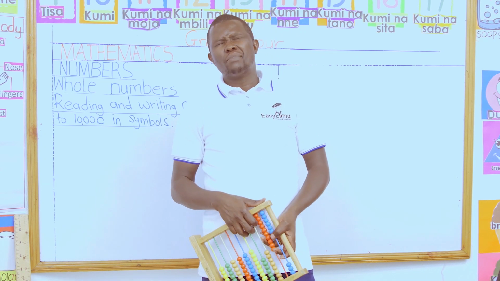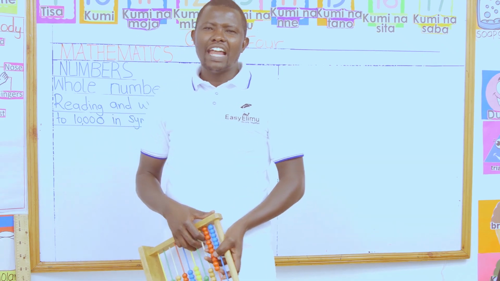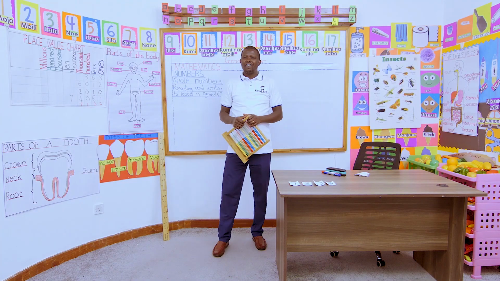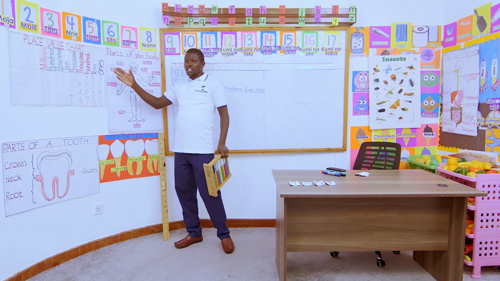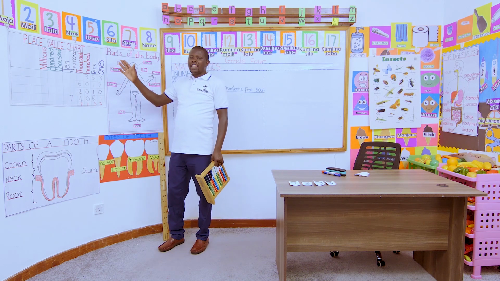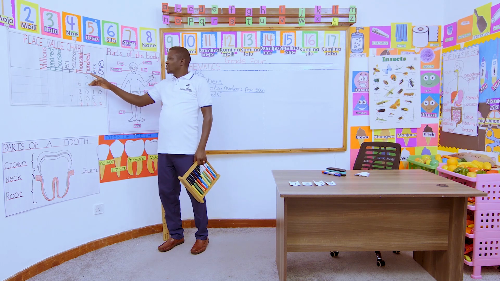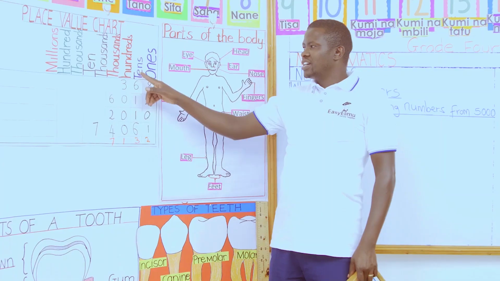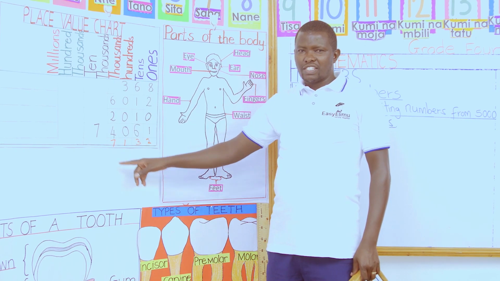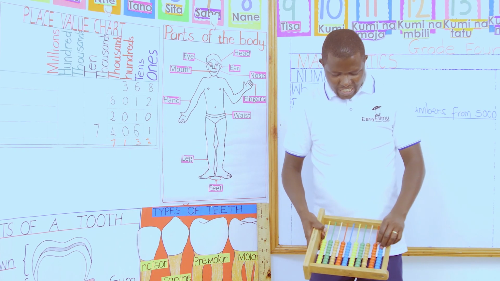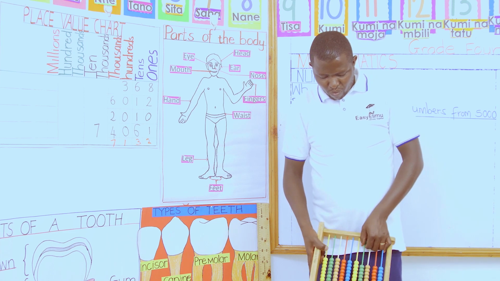Can we form another number? Let us take a number like 9999. How do we represent it in our abacus? Remember from our place value chart, we have 9 ones, 9 tens, 9 hundreds, and 9 thousands. So everything is 9. From my abacus, I will only remove 1 from each part.